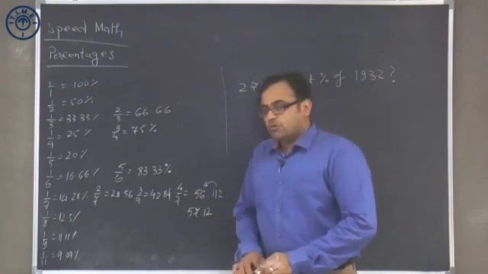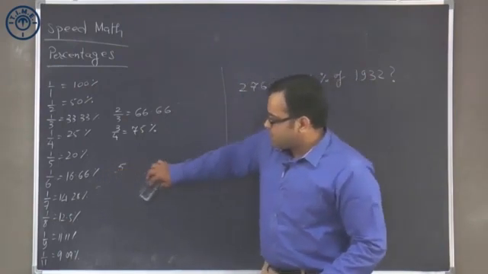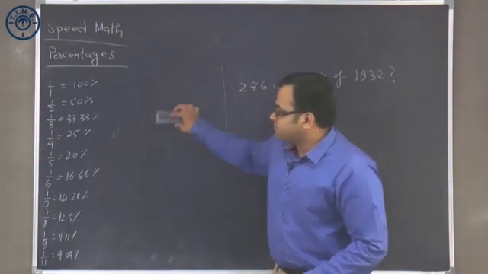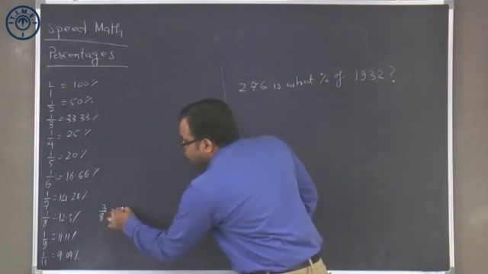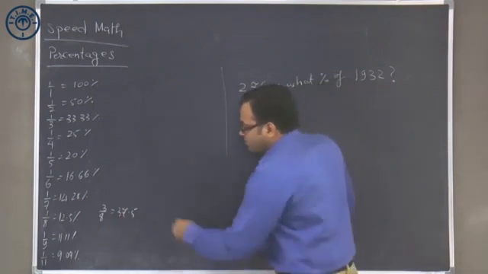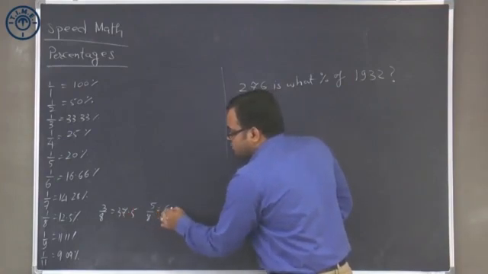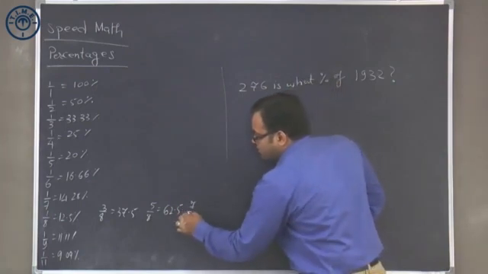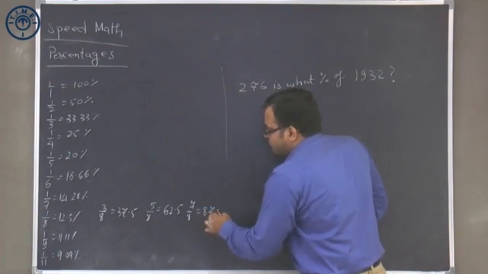1 upon 8 is 12.5, 2 upon 8 is 1 by 4, 3 upon 8 is 12.5 into 3, 37.5. So from here, 3 upon 8 is equal to 37.5, 4 upon 8 is 1 by 2, 5 upon 8 is 12.5 times 5, 60, 5 times 5 is 25, so 62.5. 6 upon 8, 7 upon 8 is equal to 100 minus 12.5, so that is 87.5.